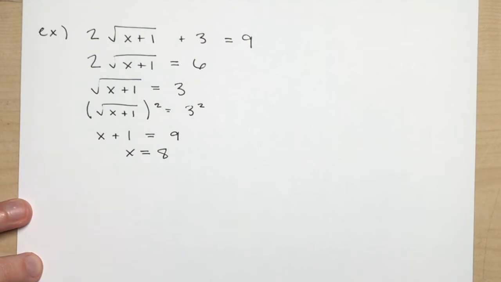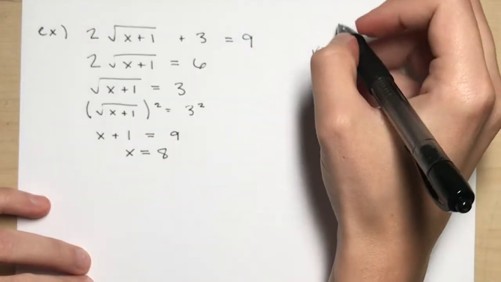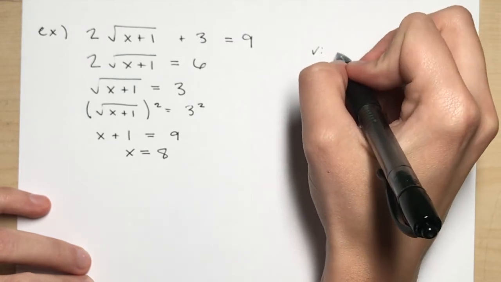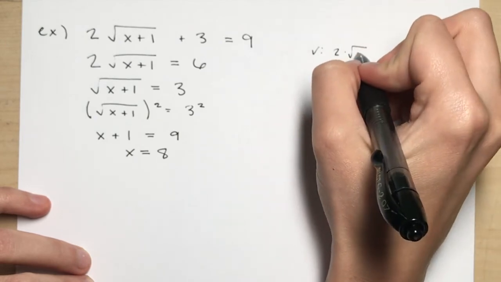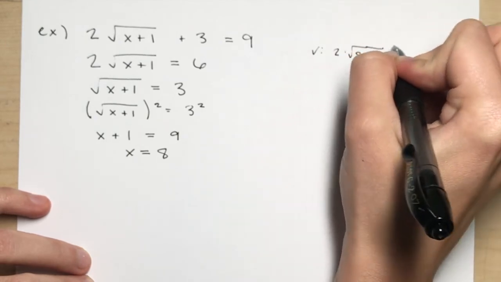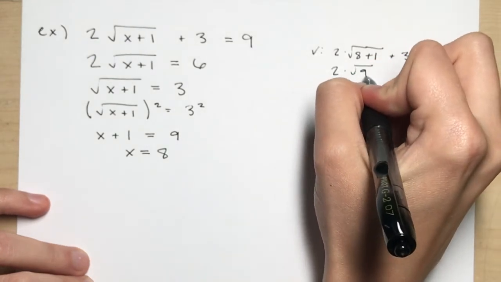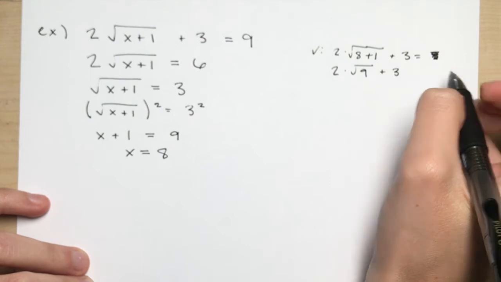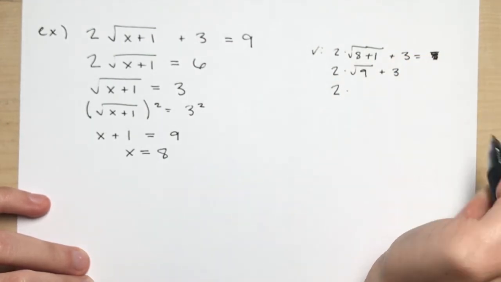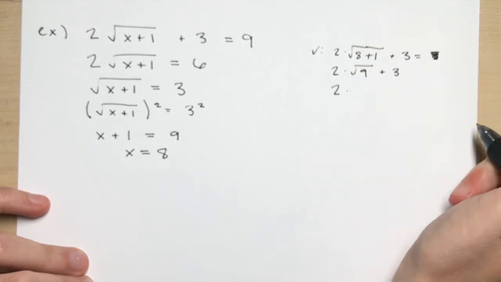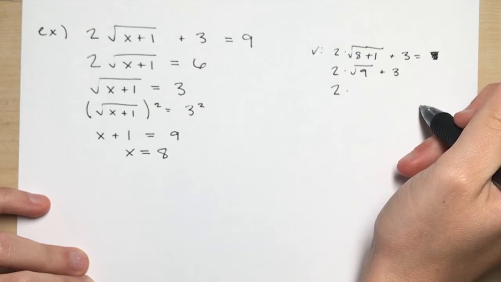When we check this, we want to make sure this gives us the right thing. So we check 2 times the square root of 8 plus 1, plus 3. We've got 2 times the square root of 9 plus 3. What is the square root of 9? Well, plus or minus 3. We need to pick one here.